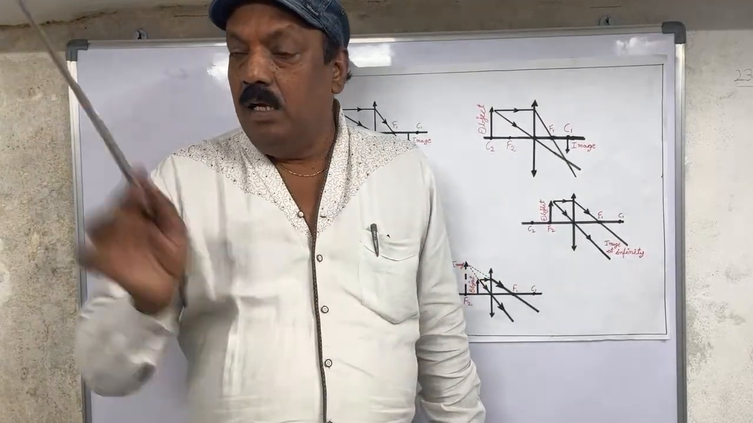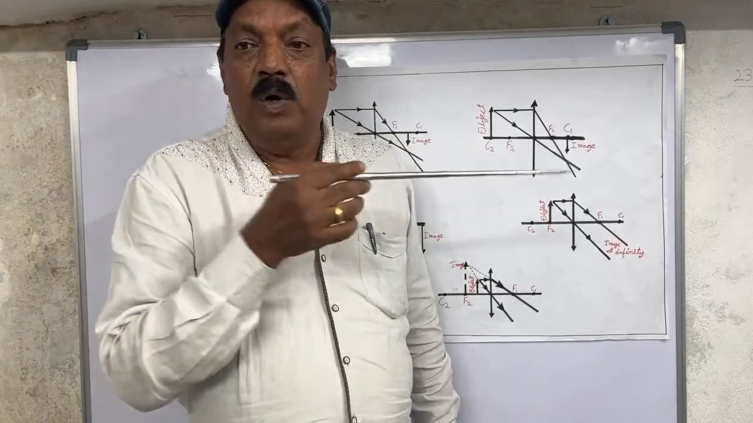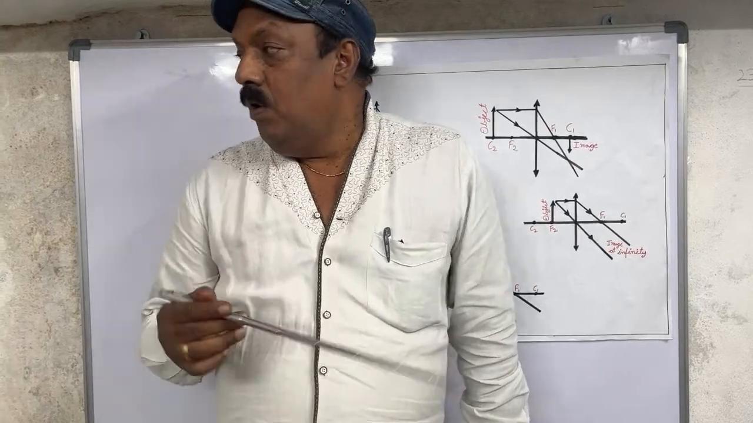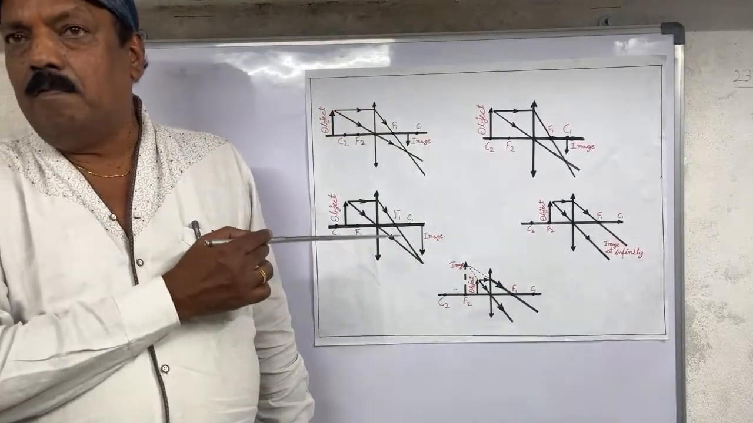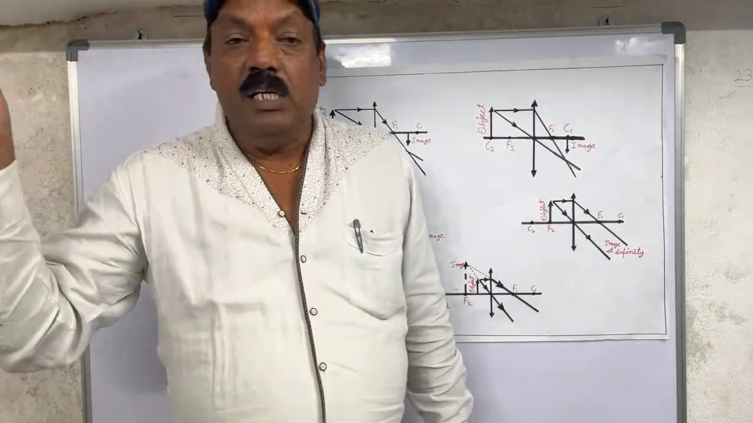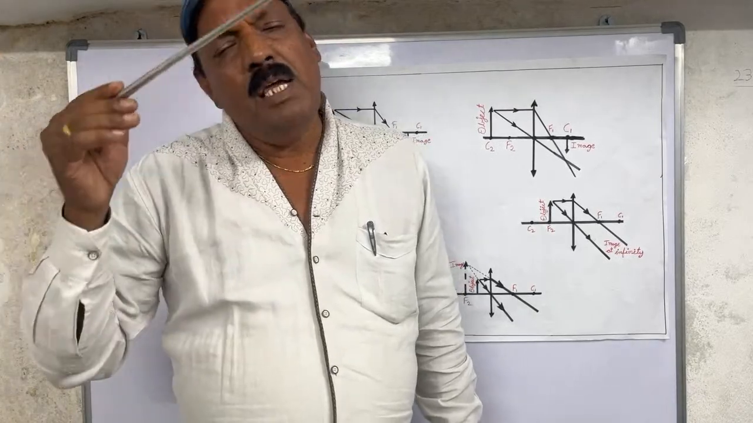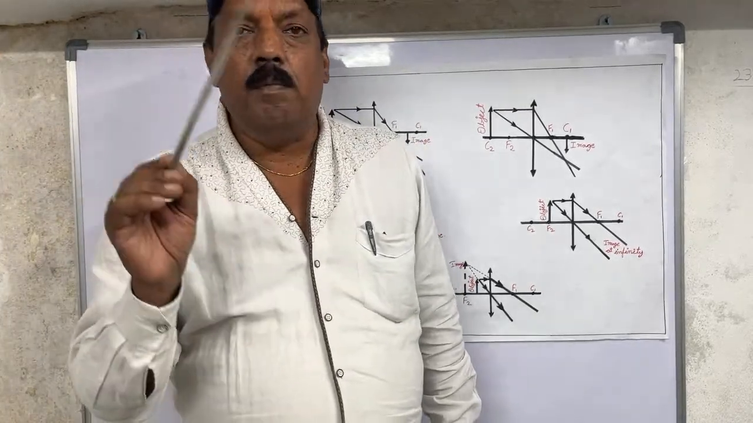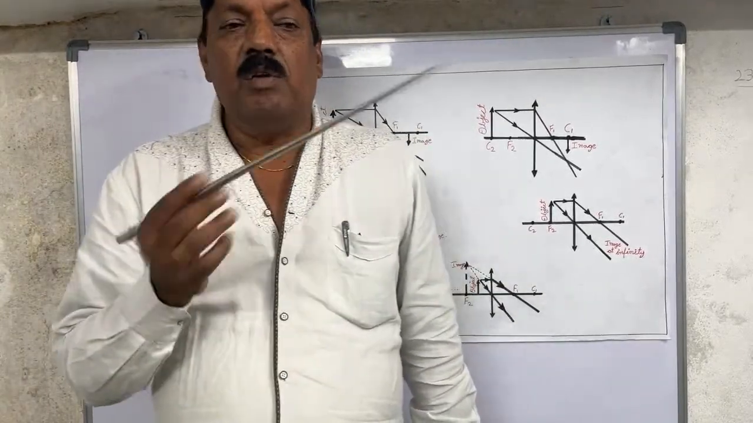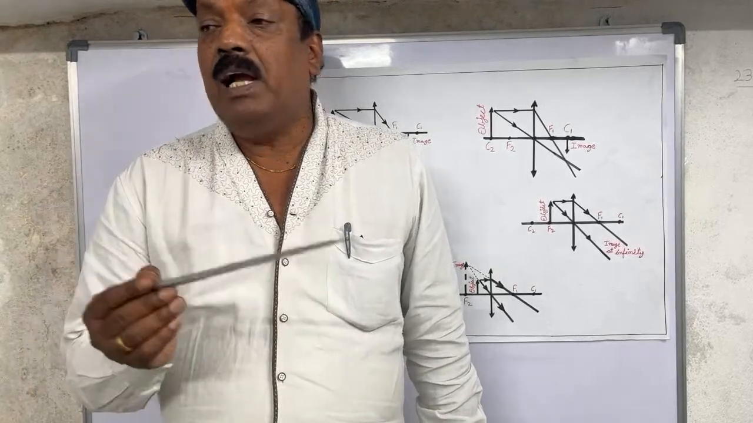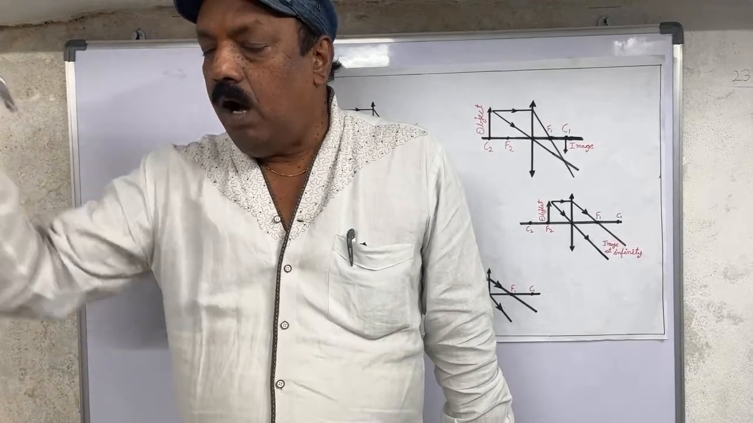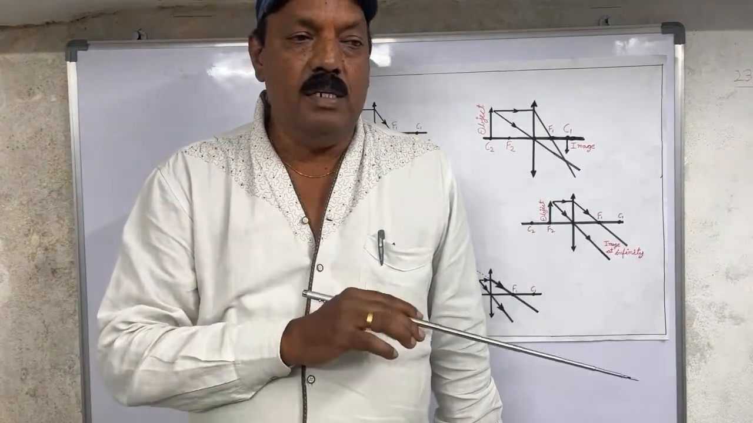If the object is at infinity, the image is on the focal point, and that image will be a point size image. That is the reason we are not going to draw the ray diagram for it. If the object is placed at infinity, 100% a point size image we will get on F. And in the exams you will get one question: when will you get the point size image? When you are keeping the object at infinity, or almost at infinity.